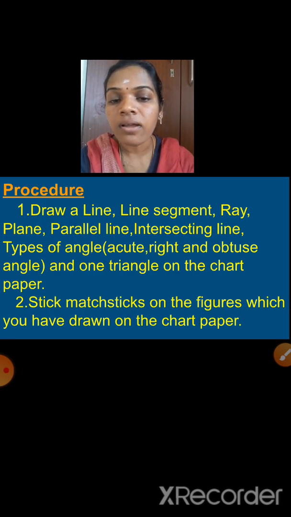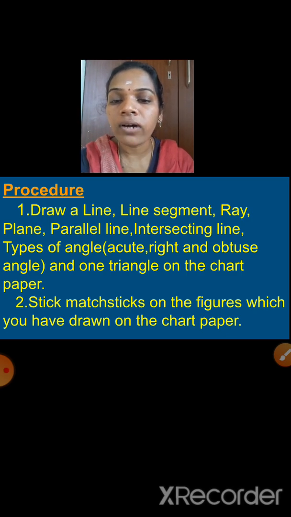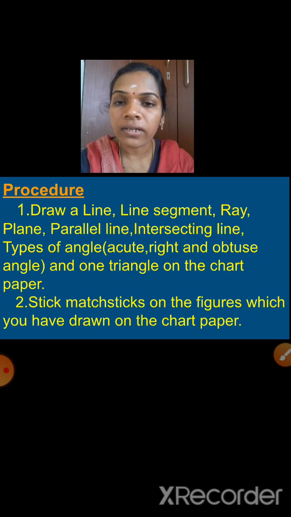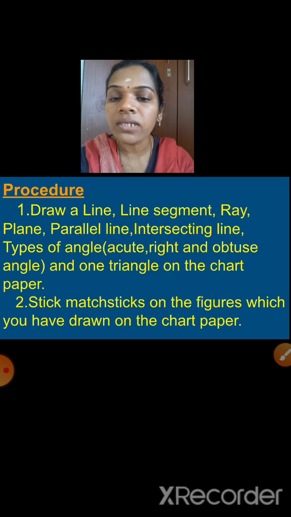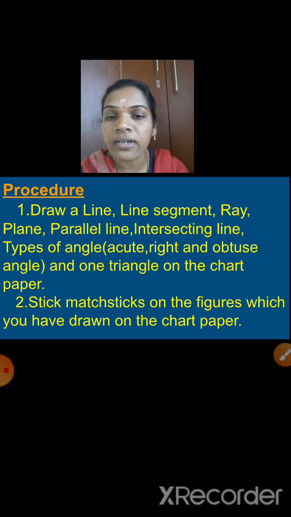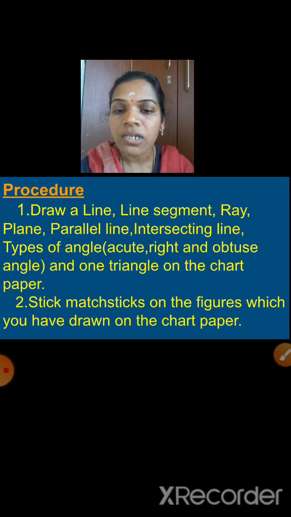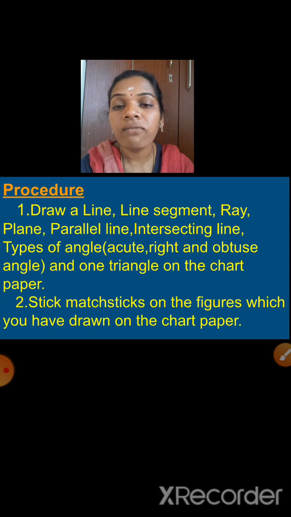Procedure, what you have to do, I will explain now. Draw a line segment, ray, plane, parallel line, intersecting line, types of angle. That means acute, right, obtuse angle, and one triangle on the chart paper. Whichever paper you take, on that paper you have to draw all these things. Three angles you already studied in your 5th standard, isn't it? So these three angles you have to draw, and one triangle also, on the chart paper.